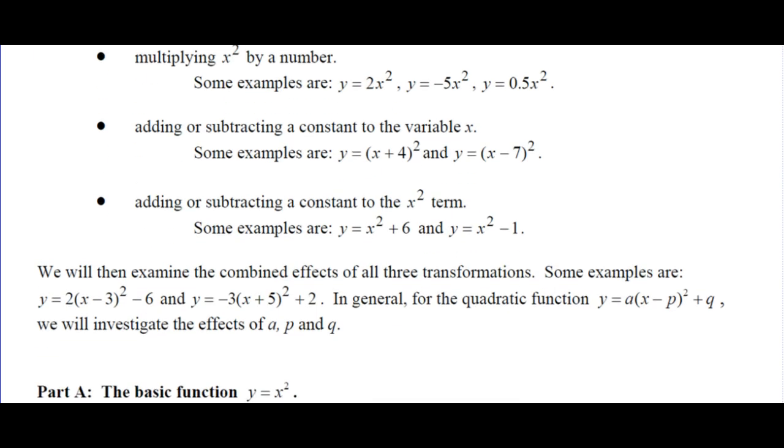So what if we go y equals x plus 4 quantity squared? So when I say quantity, it means that the x plus 4 is going to be in brackets, right? If I say x plus 4 squared, that's different from x plus 4 quantity squared, right? One would be x plus 16. And y equals x minus 7 quantity squared. And then adding or subtracting a constant term to the x squared terms. What happens if we add 6, subtract 1, etc.? And what happens if we put them all together?